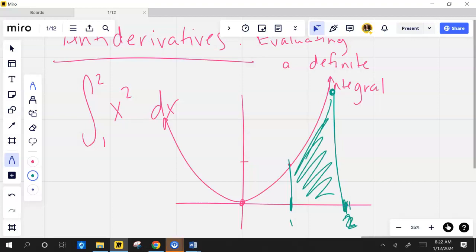Which is all of this. That's not a shape I know. That's not a shape I can find, right? So geometry's out the window for that problem. So what I have to do is back up and think, okay, well, what in the world am I going to do to evaluate it?